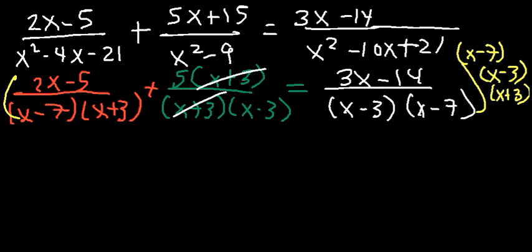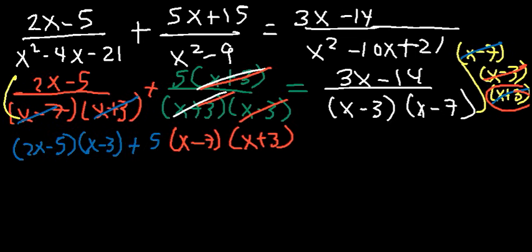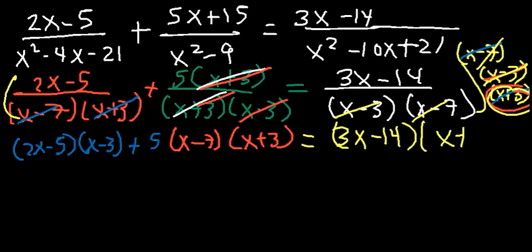So this is going to be a long problem. These two terms cancel, and those two. So what we have left over is 2x minus 5 and x minus 3. Then we have a 5, and these two cancel. So what remains is x minus 7 and this other x plus 3. These two are gone as well. Now this disappears with that, and that goes away. So it's 3x minus 14 times this term, x plus 3.